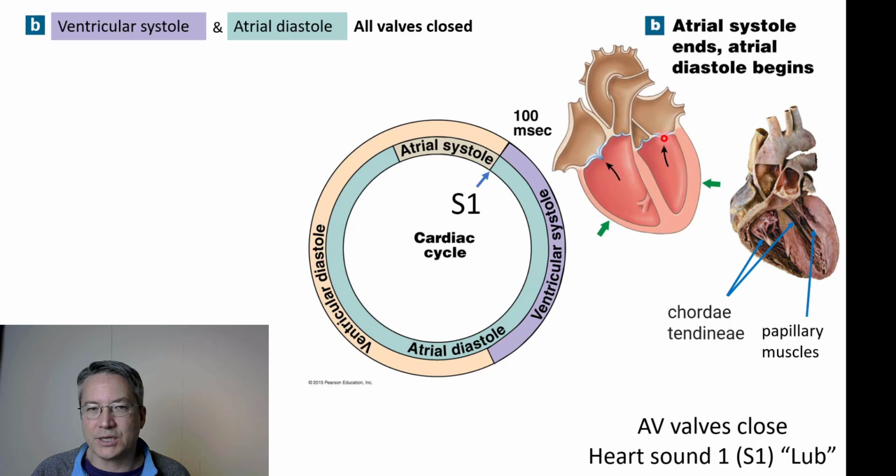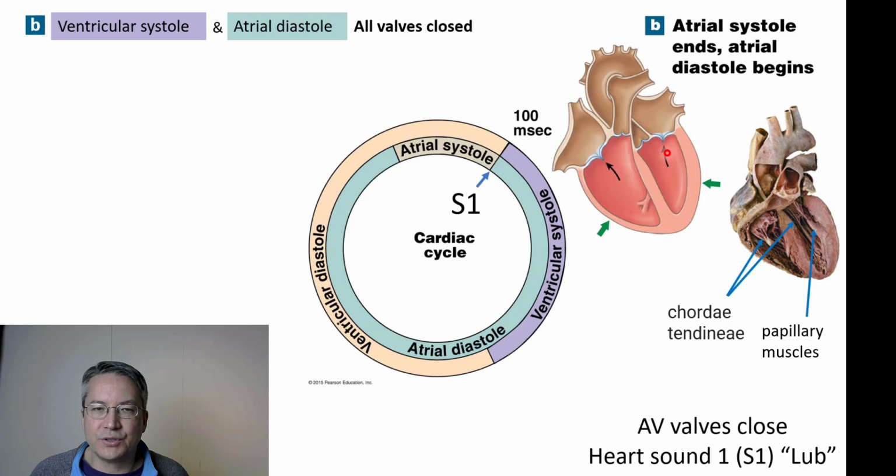The blood pushes against the flaps. The flaps are prevented from everting into the atria by the chordae tendineae and the papillary muscles, which contract. These are shown here. Similarly, on the right side of the heart, the right atrioventricular valve is prevented from everting into the right atrium by the chordae tendineae and the papillary muscles.